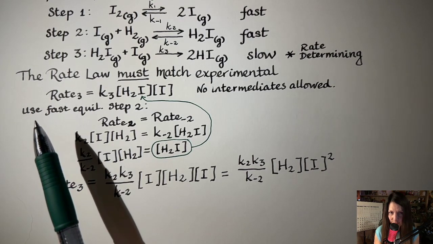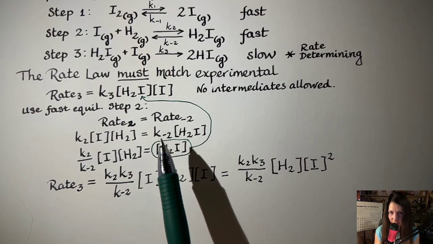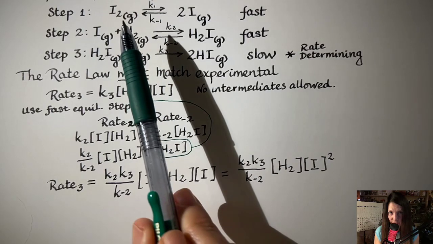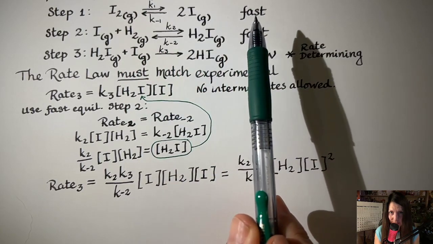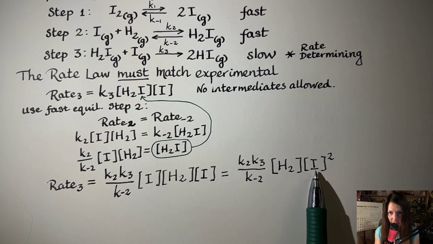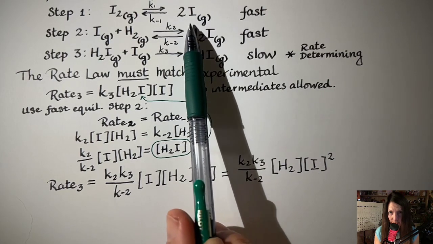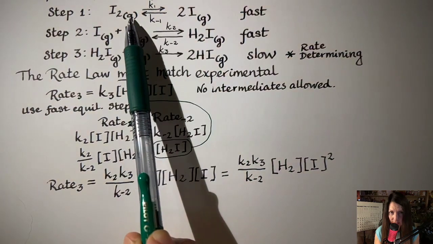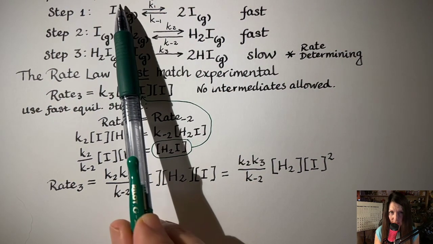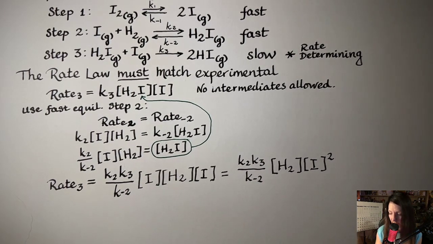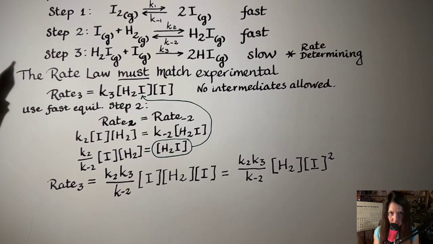We are going to use the fast equilibrium trick that we did for step 2 again, but now for step 1. And we can see almost right away we need to substitute out these iodine atoms that are intermediates. They're the iodine atoms. There's 2 of them right there. And that's going to allow us to substitute it out in the form of I2. And if you didn't follow that, let's do it. That will help you see better.